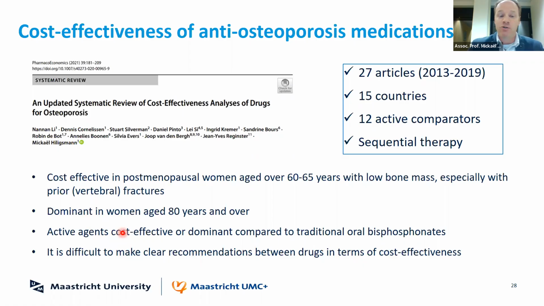Active agents such as abaloparatide, romosozumab, or denosumab, or other forms of oral alendronate are generally cost-effective or dominant compared to traditional oral bisphosphonate. It is, however, difficult to make clear recommendations between drugs due to overlapping confidence intervals.